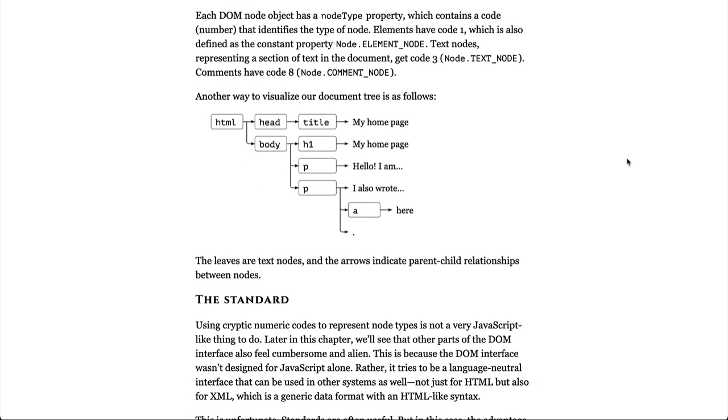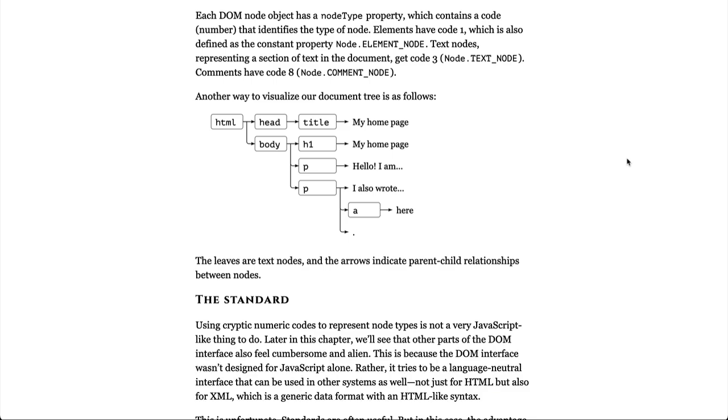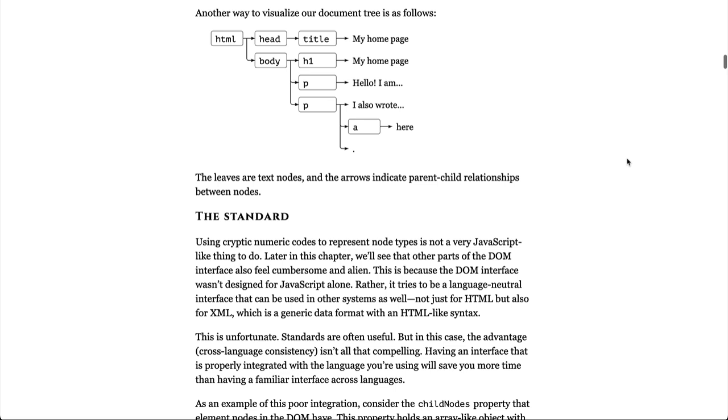Each DOM node has a nodeType property which contains a code number that identifies the type of node. Elements have code 1, which is also defined as the constant property Node.ELEMENT_NODE. Text nodes, representing a section of text in the document, get code 3, Node.TEXT_NODE. Comments have code 8, Node.COMMENT_NODE. Another way to visualize our document tree is as follows. The leaves are text nodes, and the arrows indicate parent-child relationships between nodes.